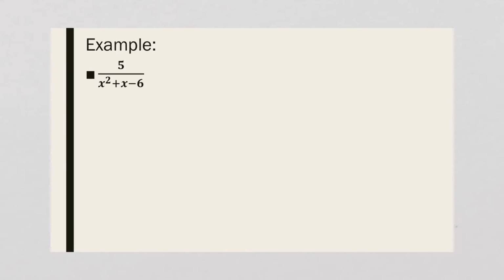Next example. Remember, our first step is to factor the denominator. So when I set this up, A over, plus B over. If I go to factor this, I get x plus 3 and x minus 2. Now we're going to clear the fractions. So I have 5 equals A times x minus 2 plus B times x plus 3.